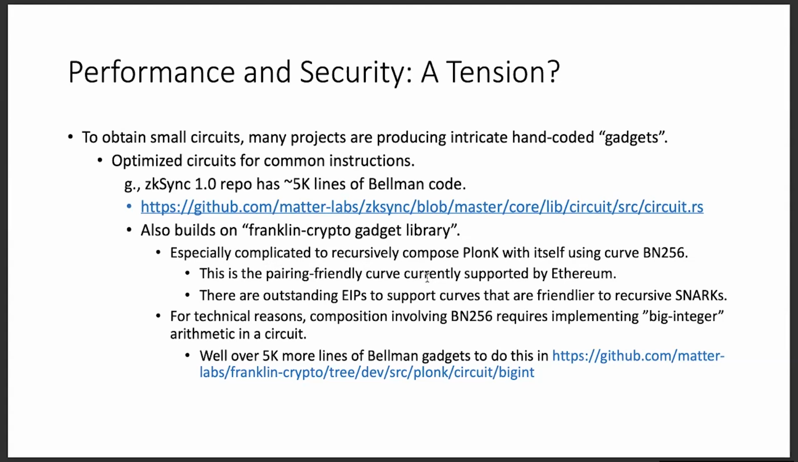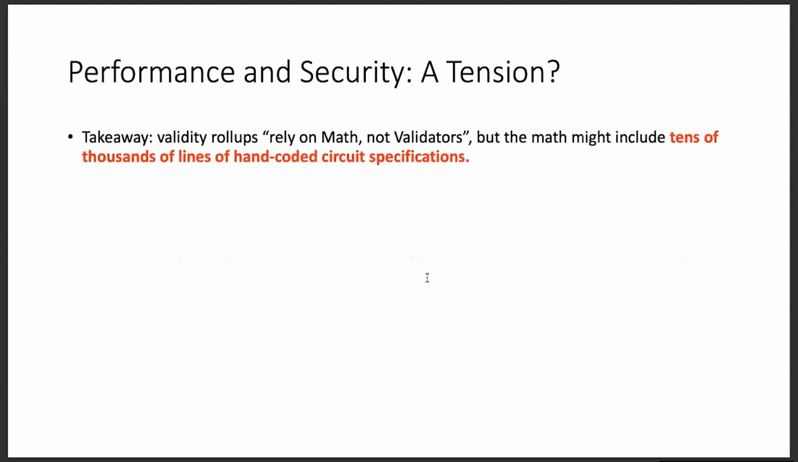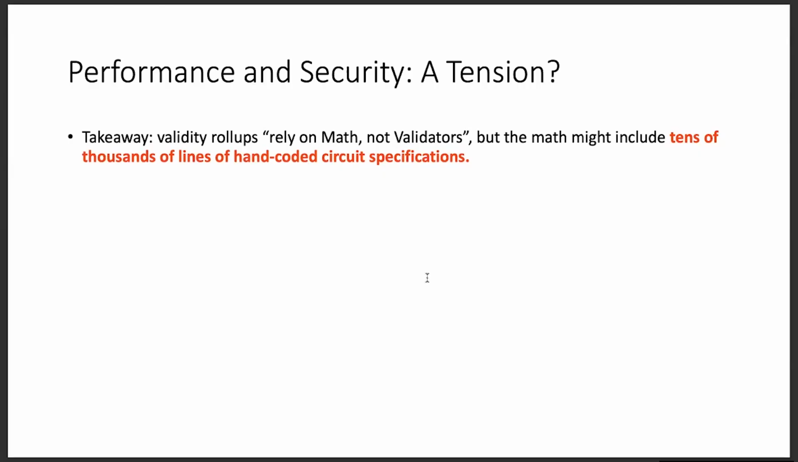space. But the tagline of ZK Sync is "rely on math, not validators." This is sort of to differentiate from optimistic rollups, where you're hoping that people will raise an alarm if they detect any fraud. They call those validators. But just to be clear, the math might include 15,000 lines of hand-coded circuits. And so if there is some bug in there, the prover winds up proving a statement about a circuit that is not actually equivalent to the statement that we really want to be proven.